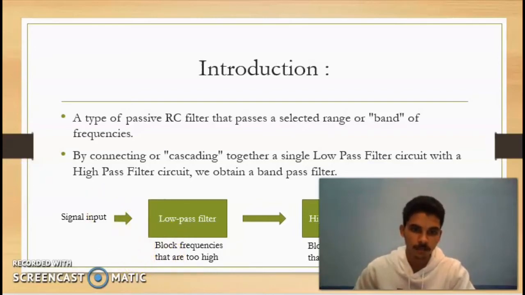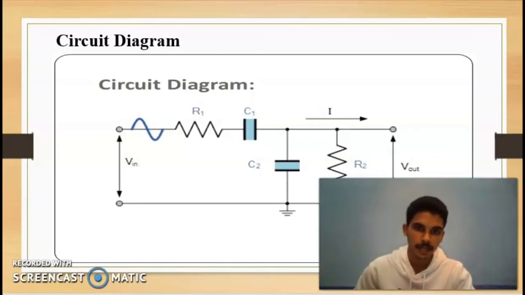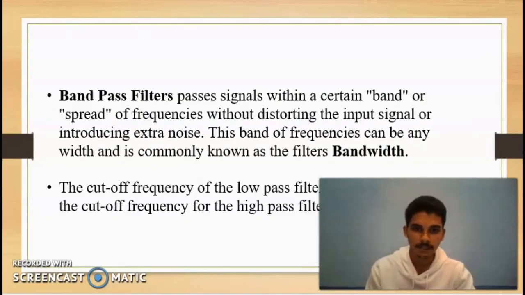So the low-pass filter will block frequencies that are too high, and then the high-pass filter will block the frequencies that are too low. Then the signal output will come out. So this is the circuit diagram of the band-pass filter. Band-pass filter passes signal within a certain band or breadth of frequencies without destroying the input signal or introducing extra noise.